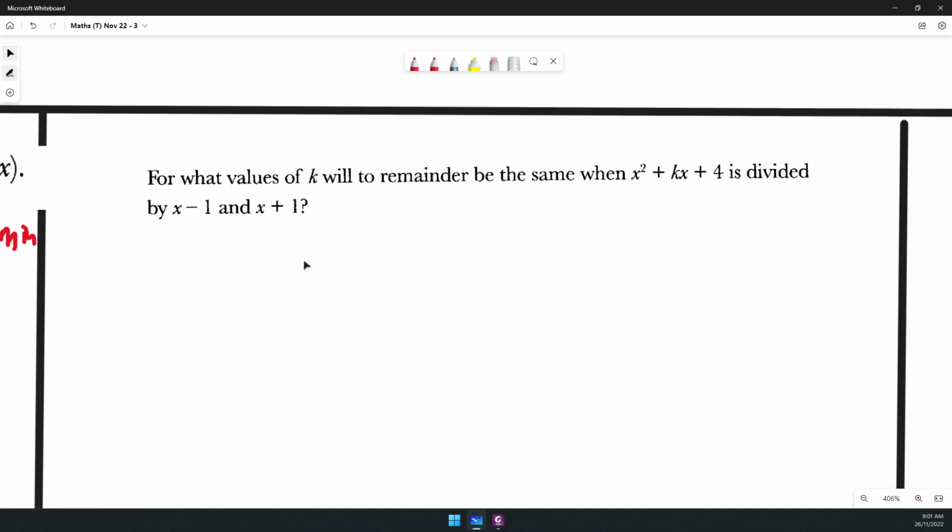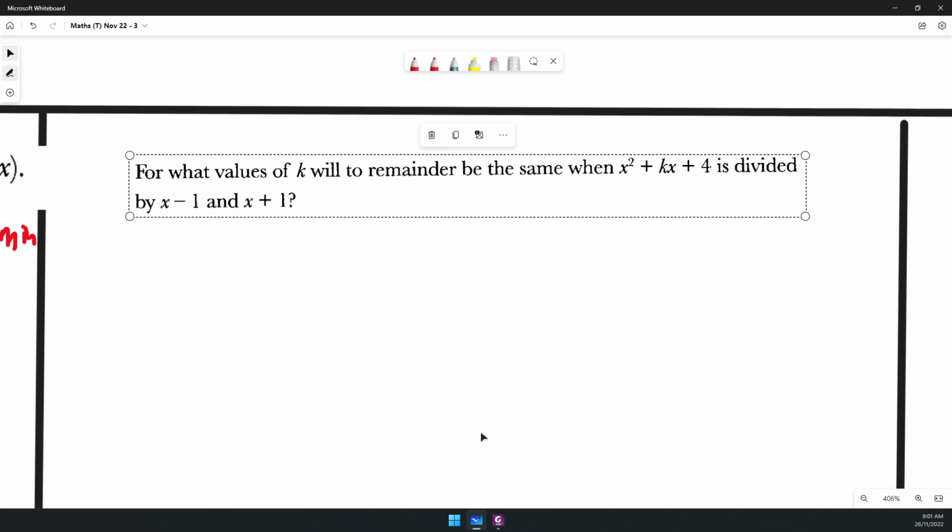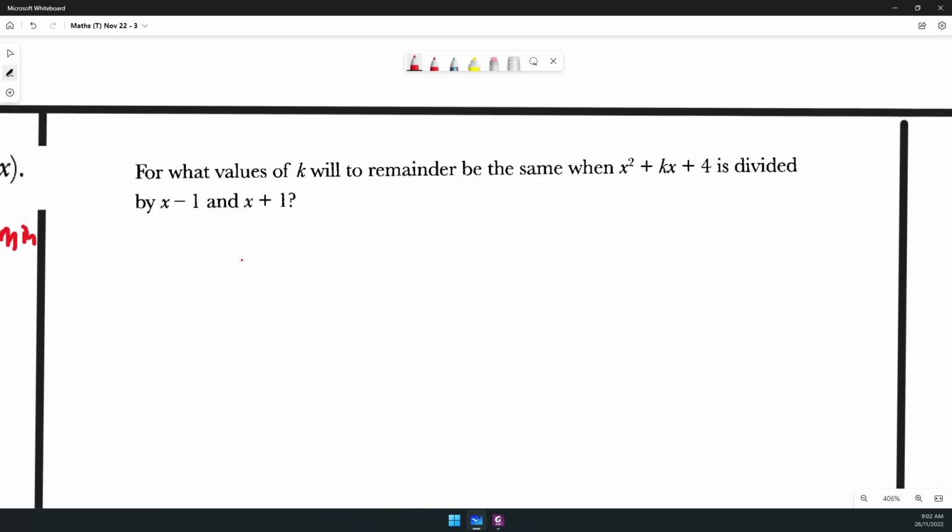Okay, this one is a great question because you have to answer with a yes or no type. Not really yes or no, but you have to give the values. For what values of k will the remainder be the same when x squared plus kx plus 4 is divided by x minus 1 and x plus 1? Looks weird, but this is straightforward. Okay, I'll try to do this one with you guys.